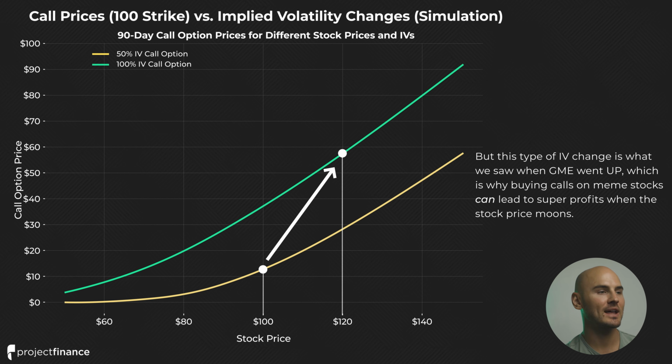So just understand that when traders are buying options on meme stocks, you can have super profitability because of the increase in the stock price combined with the increase in implied volatility when the stock price goes to the moon.